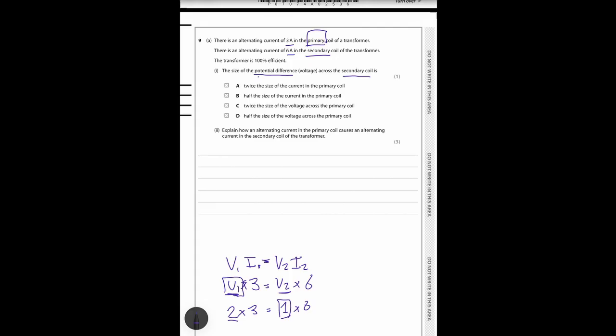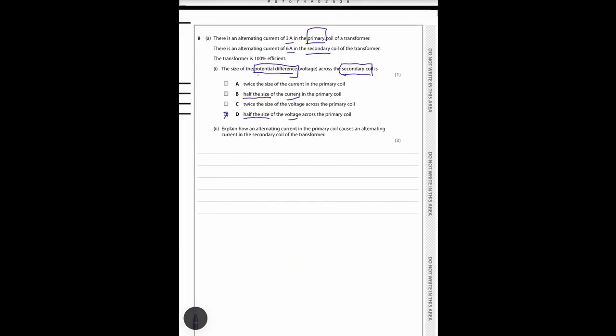Now let's try to link it to what the question says. It says, what is the current in the secondary coil compared to the primary coil then? So is there something here that says half as much? Well, this says half as much here. This says half as much. So I've got 2 halves as much. I've got to be careful. Which one is it going to be? Well, I'm looking for the size of the potential difference. So do I care about the current or do I care about the voltage? Well, I obviously care about the voltage then. So the answer has got to be D. Okay, so the next one, I've got an explain question over here.